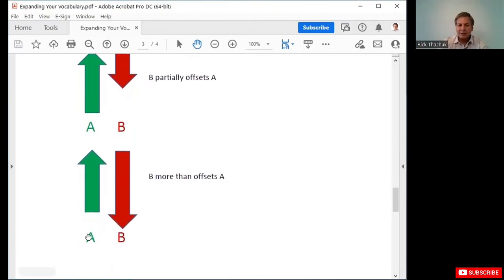And finally, this characterization, we have the same movement in A, but B now takes us back and then beyond, even farther. So we say B more than offsets A. I can also say A was more than offset by B. So the net movement now you see is in the direction of B. B dominates the two movements.